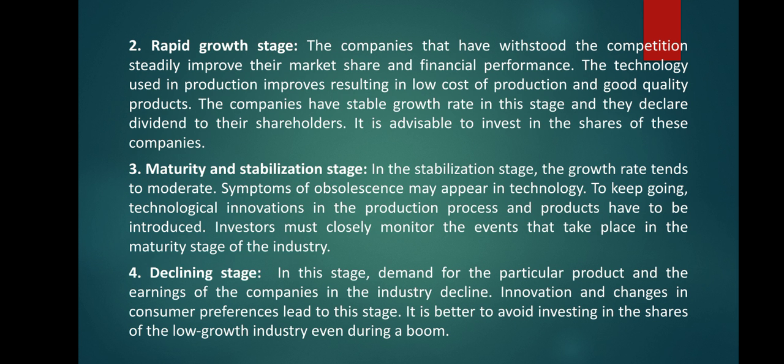Third one, maturity and stabilization stage. In the stabilization stage, the growth rate tends to moderate. Symptoms of obsolescence may appear in technology. To keep going, technological innovation in the production process and products has to be introduced. Investors must closely monitor the events that take place in the maturity stage of the industry.